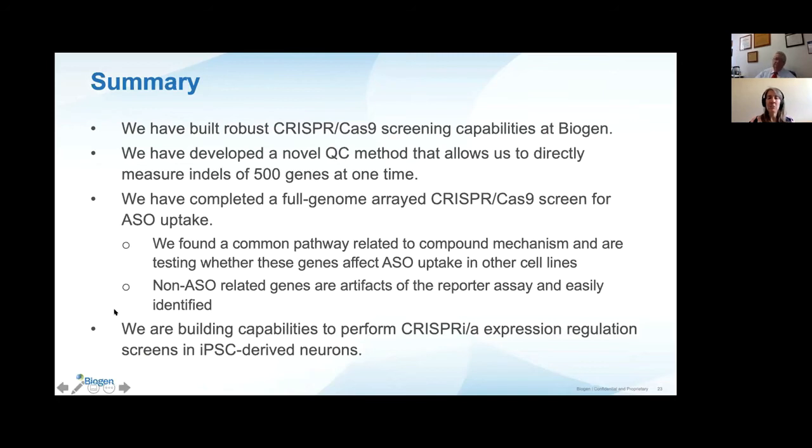And I didn't have time to go into it today, but we are building capabilities to actually perform these CRISPR-I and A screens in iPSC-derived neurons, because that's ultimately where we're going to want to go, so that we can get away from these artificial cells and try to get into the cells closer to the patients and the biology of interest.